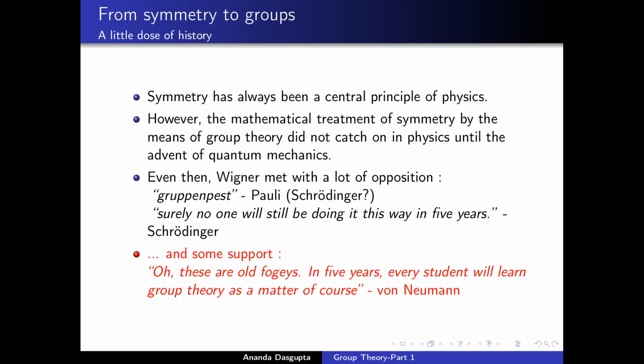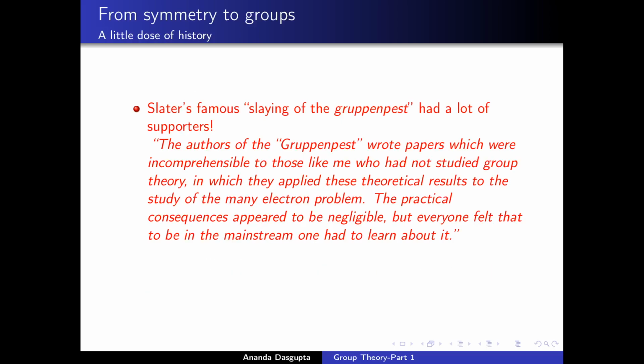One very important person in this fight against the Gruppenpest was John Clark Slater. He wrote an article in which he explained why group theory should be done away with from mathematical physics. In fact, later on, paraphrasing that article, he wrote in his autobiography that the authors of the Gruppenpest wrote papers which were incomprehensible to those like me who had not studied group theory, in which they applied these theoretical results to the study of the many electron problem.